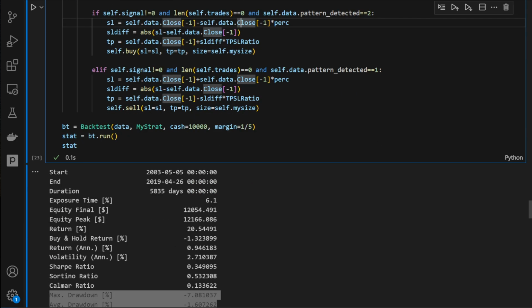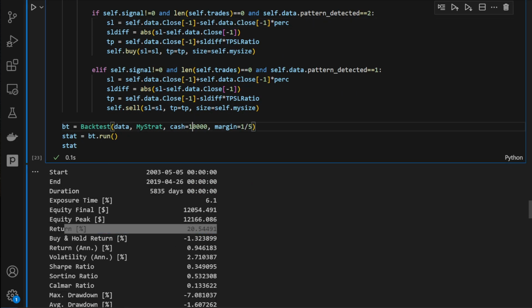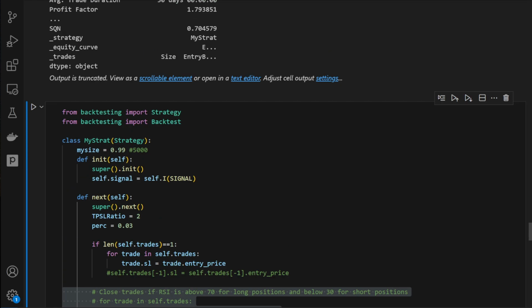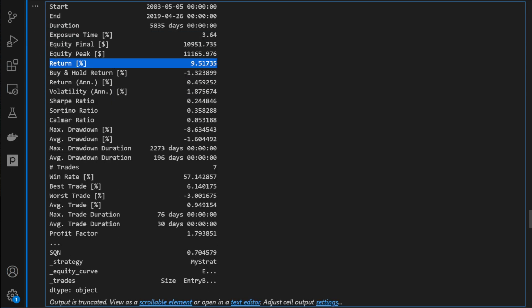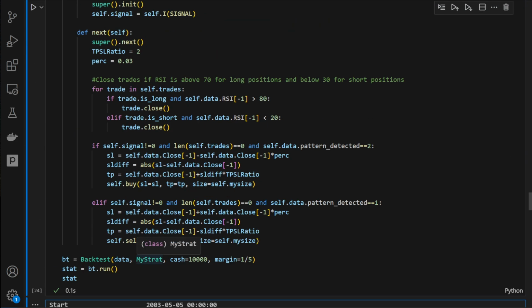So far we have been obtaining 20% in returns. I'm going to run backtest again. And now with the RSI, we're down to 9.5%. So this was not a good idea. Sometimes it works, sometimes it doesn't. We're going to check if we can improve this a bit better.